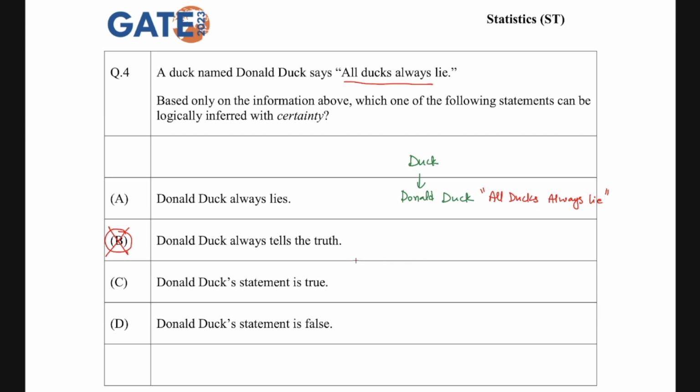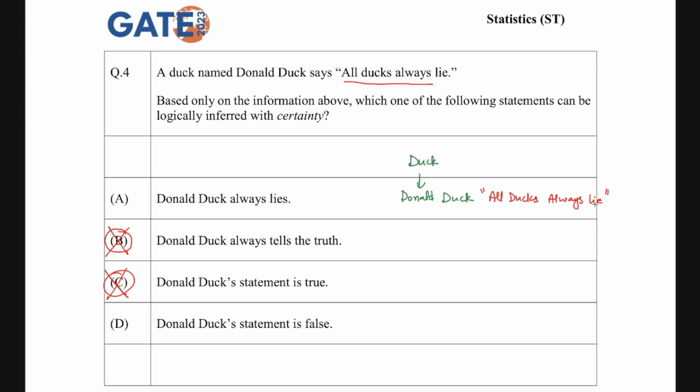Again same goes here also, that Donald Duck's statement is true, that also isn't correct. Why? Because if Donald Duck's statement is true, which says that all ducks always lie, that means Donald Duck also has to lie, but it says that his statement is true, so that also is not going to happen. Now let's consider the first statement, which says that Donald Duck always lies. If he is lying, that means all ducks always lie is also a lie.